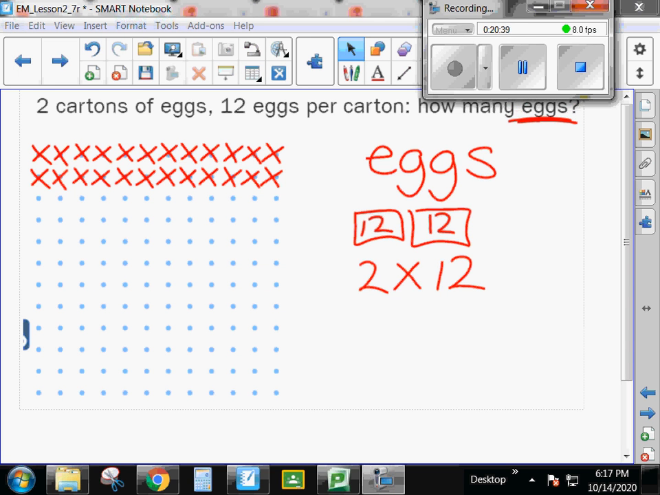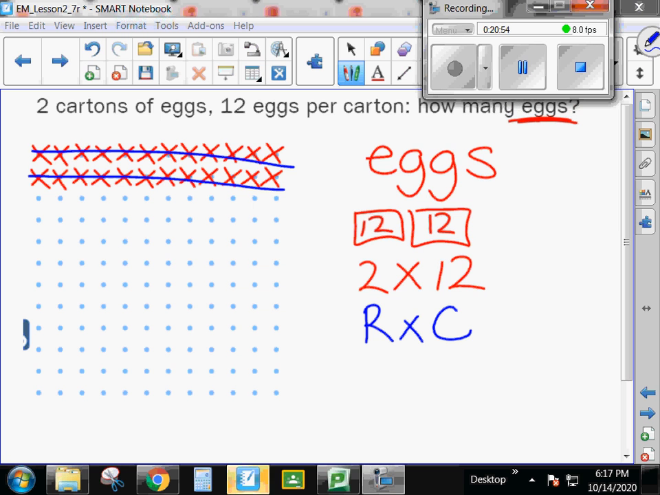All right, so now my number model is 2 times 12. So my array, remember, I have 2 rows by 12 columns. So I've got my 2 rows here, and there's 12 in each row. What does that equal? My answer is 24. 24 what? 24 eggs. All right, boys and girls, so that is a lesson on 2-7 where we are working on number stories with arrays.